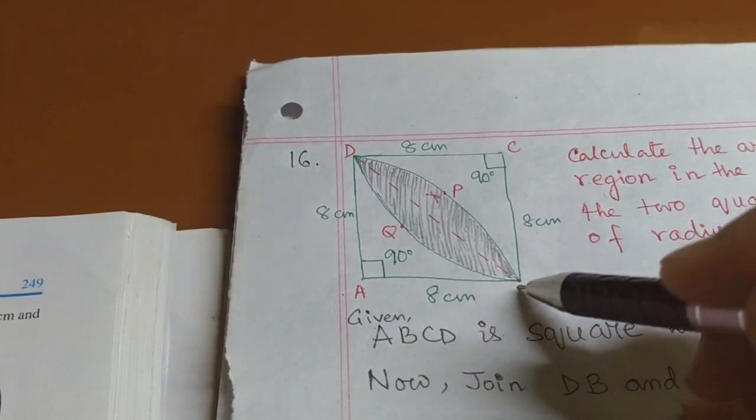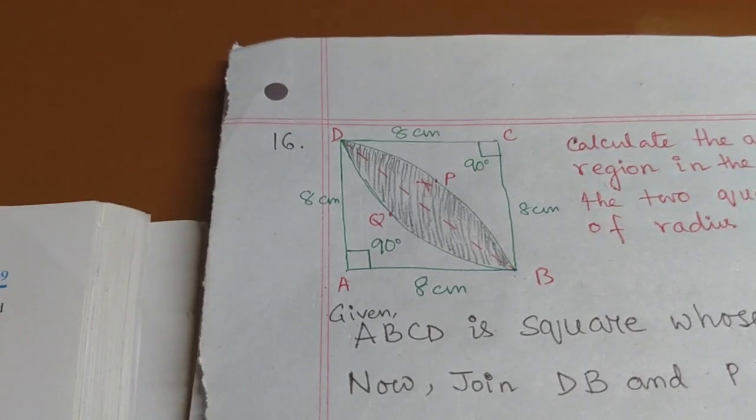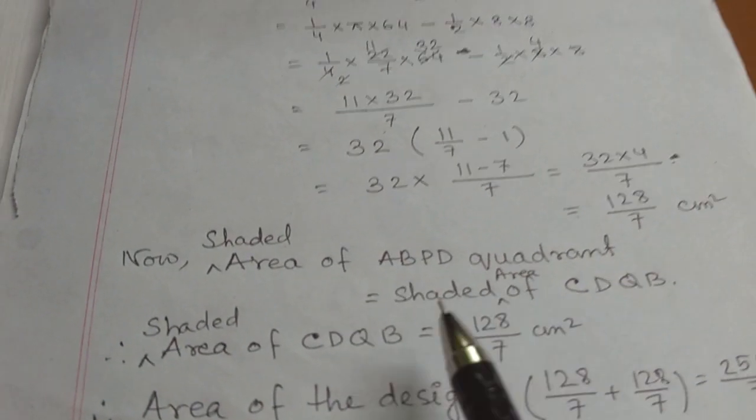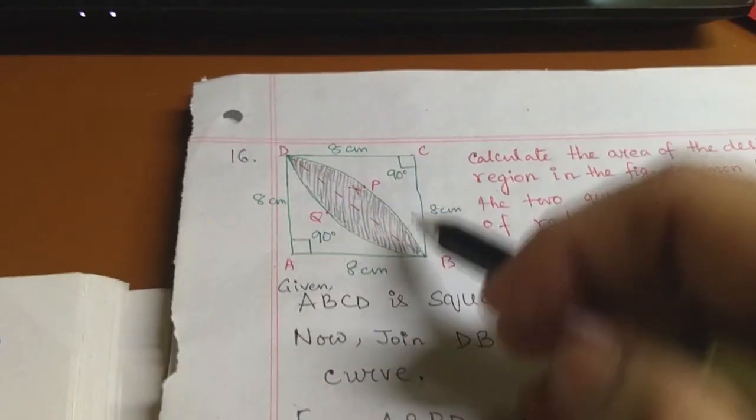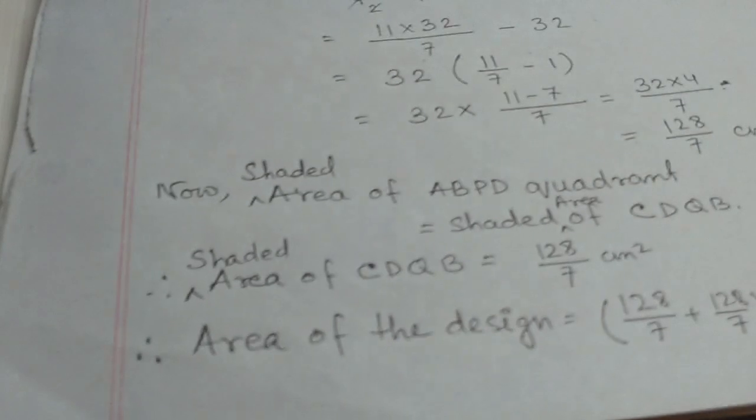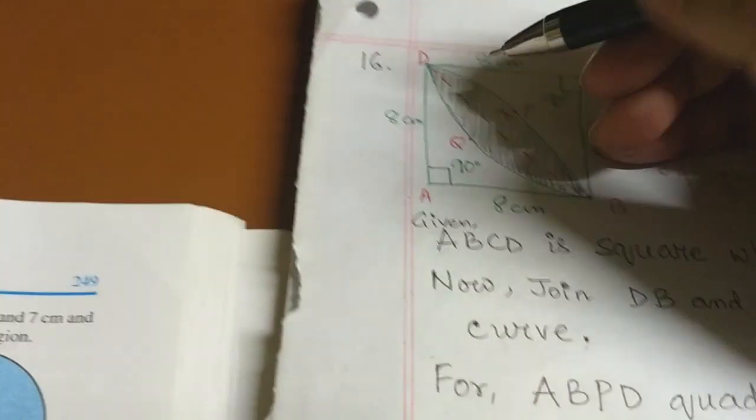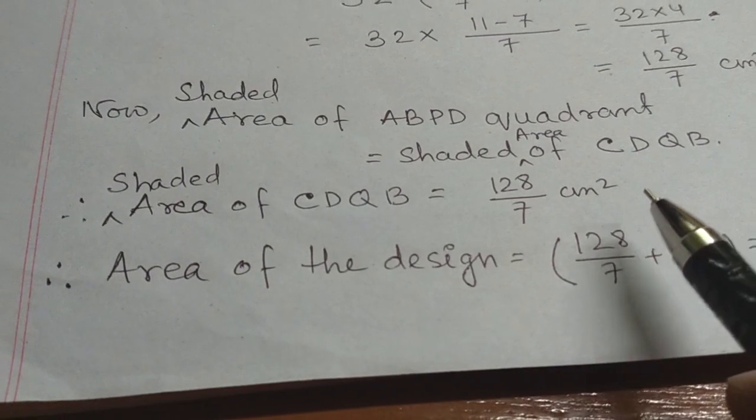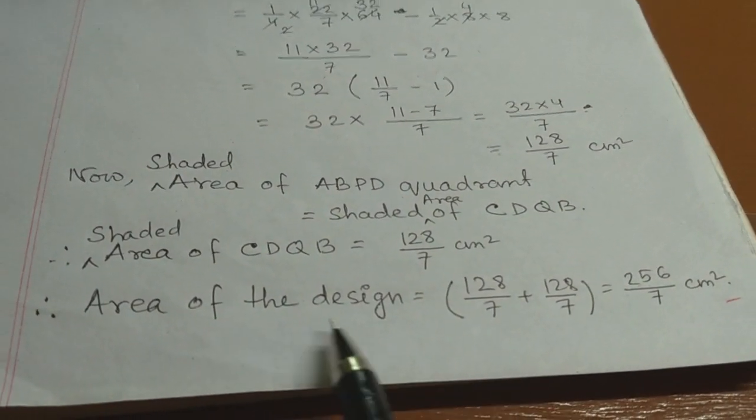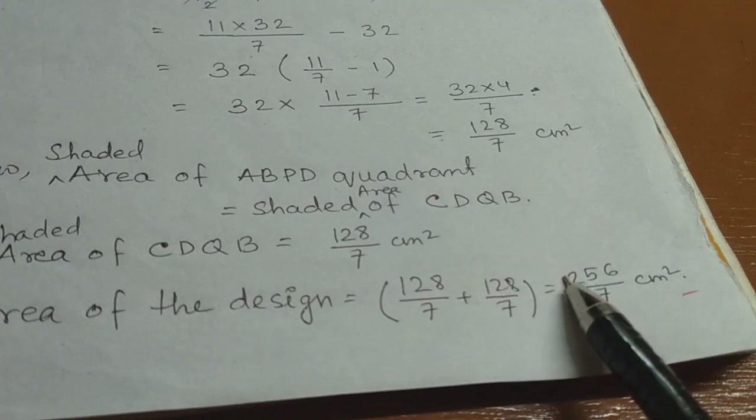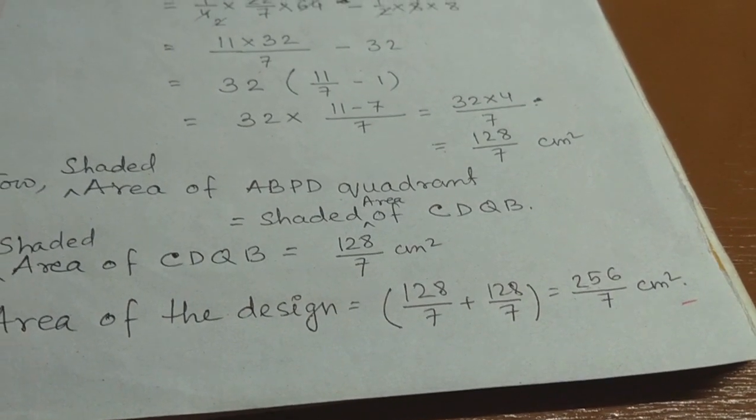Now the interesting thing is that ABPD and BCDQ, both quadrants, are identical. So the shaded area also will be equal. Shaded area of ABPD quadrant and shaded area of CDQB quadrant are equal, same 128 by 7 centimeter square. So we have to add both shaded areas. The area of the shaded design is 128 by 7 plus 128 by 7, LCM is 7, and 128 plus 128, 256 by 7 centimeter square. Okay, so this chapter exercise is finished.